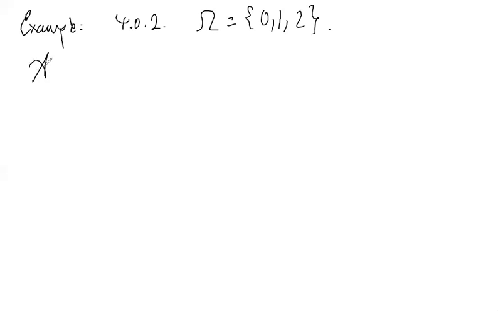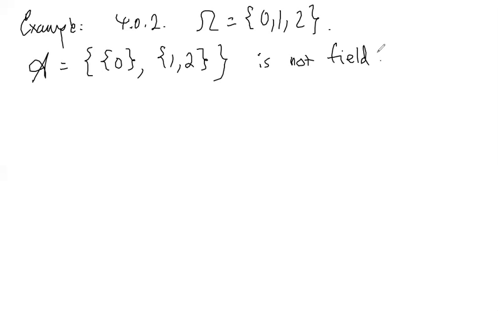First, let's look at this collection. Okay, this is not a field. Why? So first thing, omega is not an element of A, right? To be a field, the sample space omega must be inside that particular collection of subsets, right? So it's actually not inside A, right? So it's not a field.